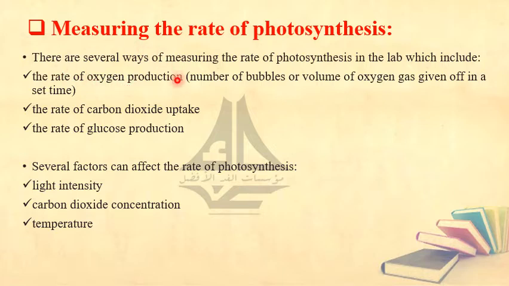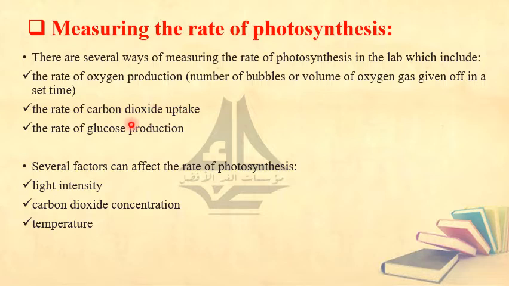So the rate of the oxygen production can be an indicator for checking whether photosynthesis is taking place. The number of bubbles or of oxygen gas given in a set, specific time might indicate whether photosynthesis is taking place or not. Also, we can check the rate of carbon dioxide.